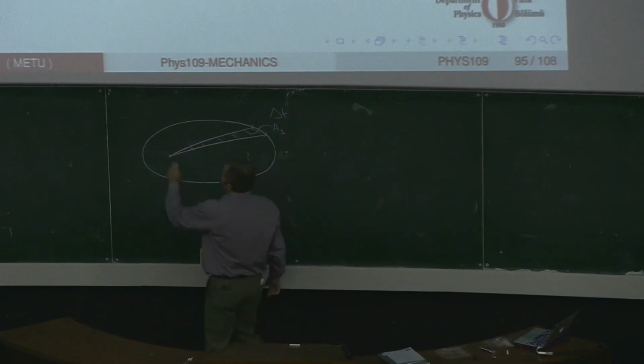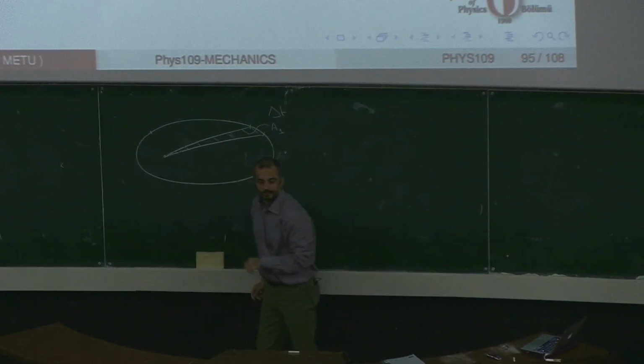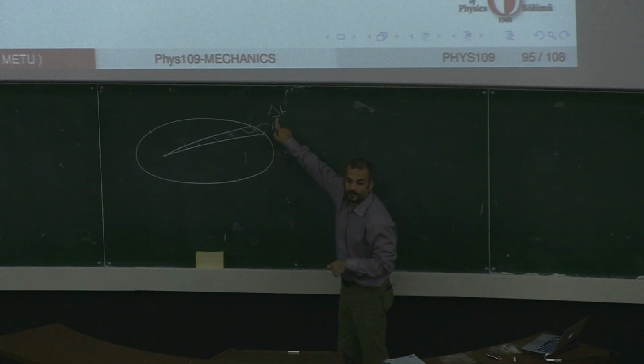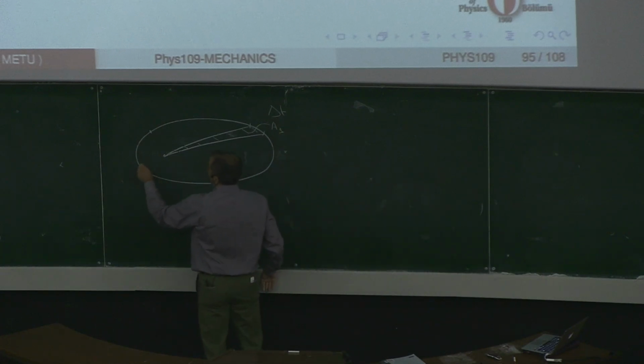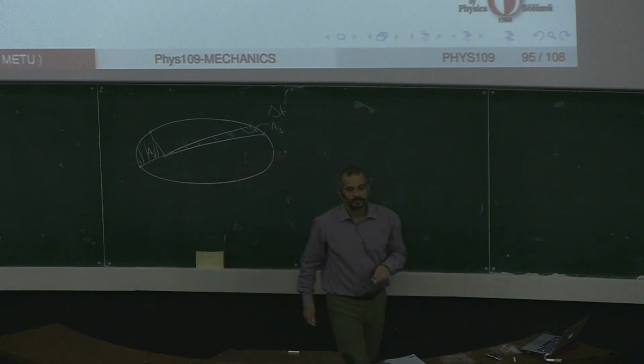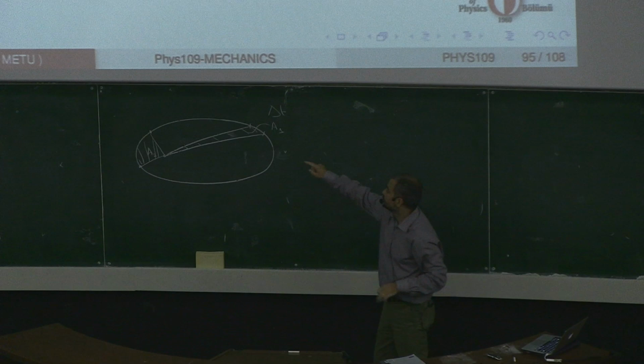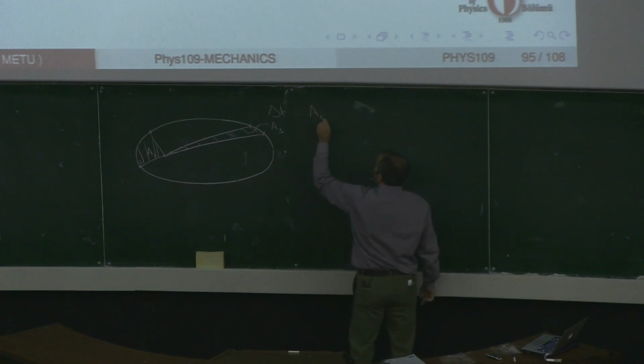And then you observe the planet that it is now here. You wait for the same amount of time, delta t. And at the end of that time, delta t, your planet is here. So there is another area over here. This is A2. These two areas are equal. A1 is equal to A2.